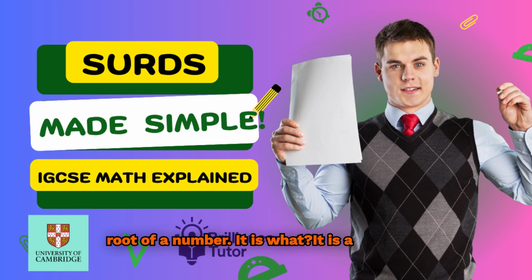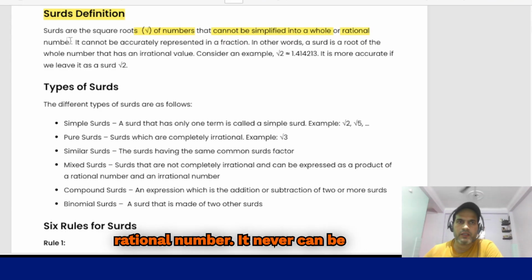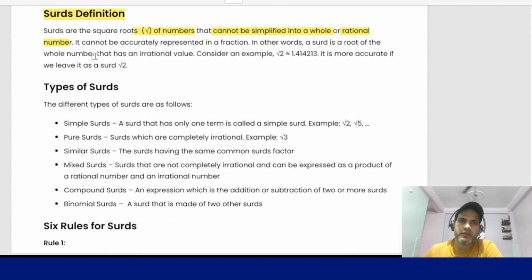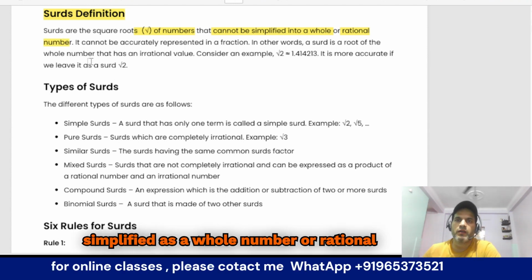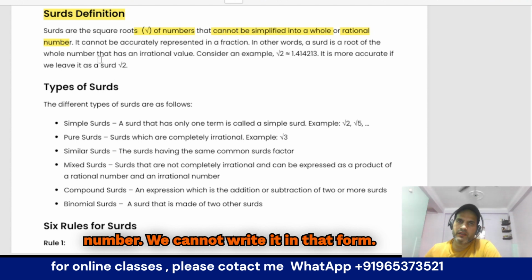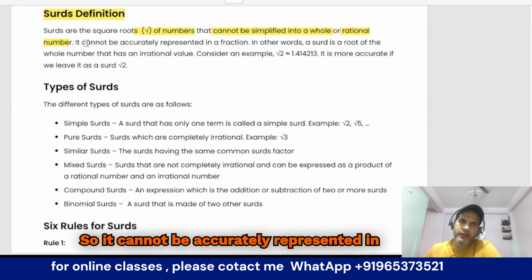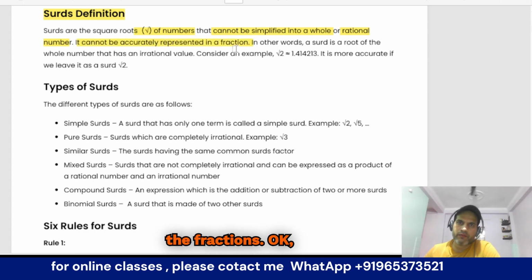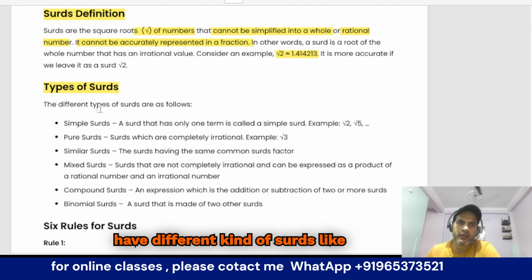Square root of a number. It is a square root of a number that cannot be simplified into a whole number or a rational number. It can never be simplified as a whole number or rational number. We cannot write it in that form, so it cannot be accurately represented as a fraction. Okay, so like this.